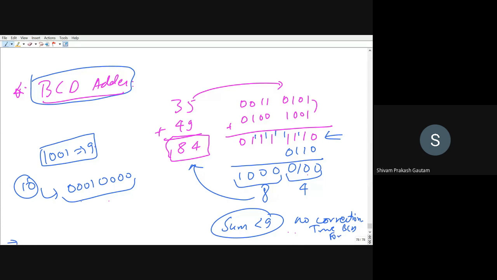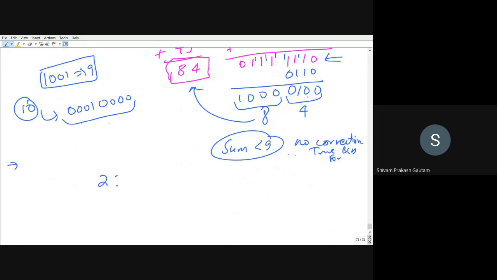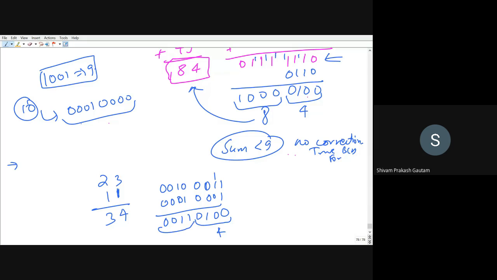For example, if you want to see that true BCD form, let us say 23 and 11, and addition of this will give you 34. So 3 in BCD can be written as 0 0 1 1, and 2 can be written as 0 0 1 0, and 1 can be written as 0 0 0 1, 0 0 0 1. You can add this, so this will be 0 0 1 1 0 1 0 0. So right now you can see that this is not greater than 9. This is 3, and this is also not greater than 9. This is 4. So this is in true BCD form. Hence no correction is needed, right? So this is the first case.